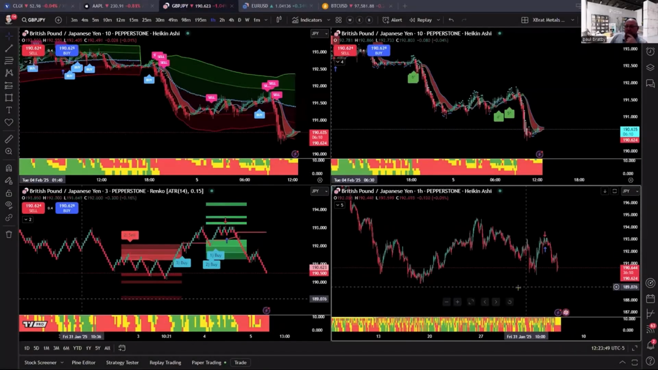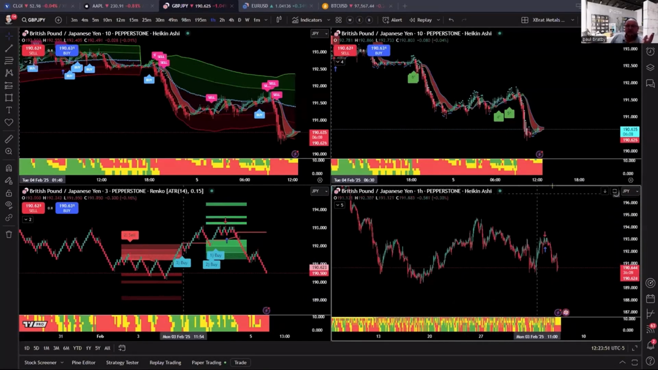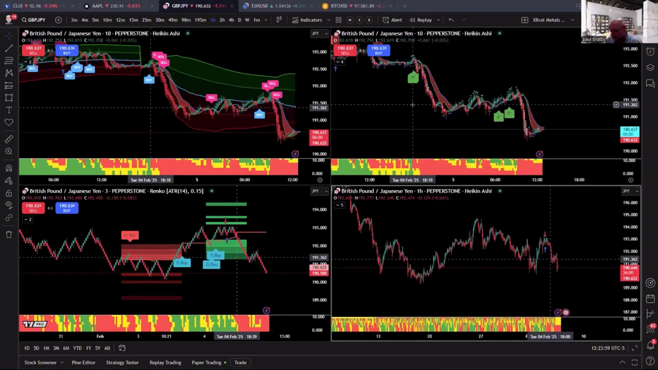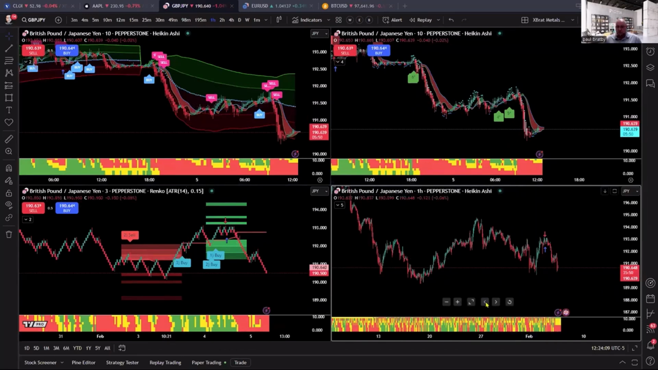British pound, Japanese yen. This is a trade we did yesterday live in the Discord group. I can trade anything, it doesn't matter what it is. Really, I have no emotional attachment to any instrument. I just look at the behavior, work it out and trade it. But this is how you would look at this.